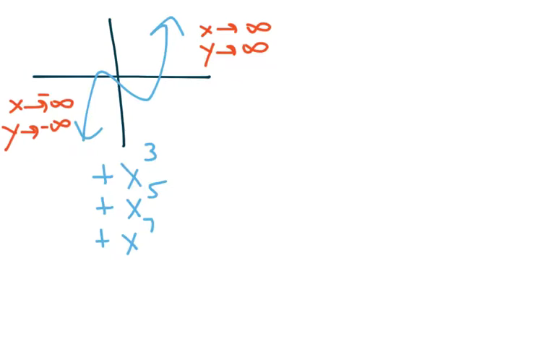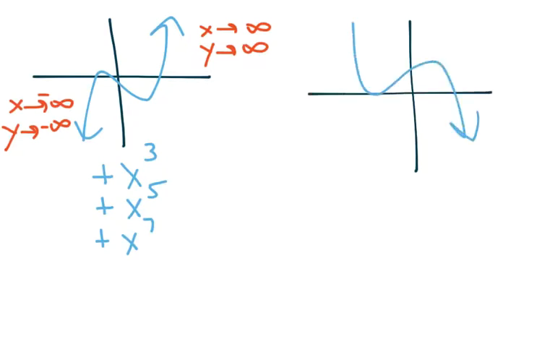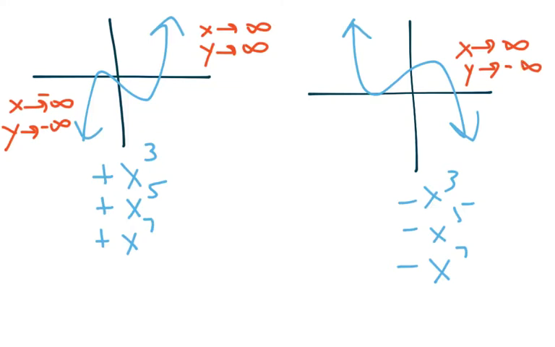If it's a negative x to the 3rd, or negative x to the 5th, or negative x to the 7th, the graph will have this general shape. On the positive x side, the y values will be going down, and on the negative x side, the y values will be going up.